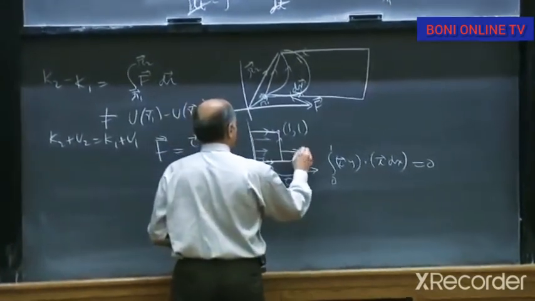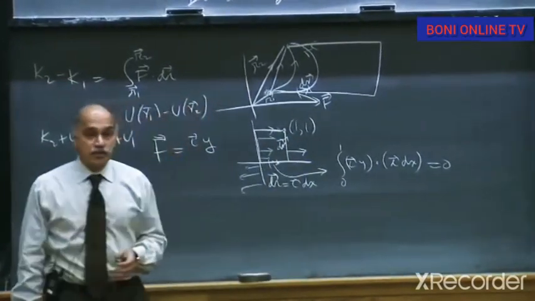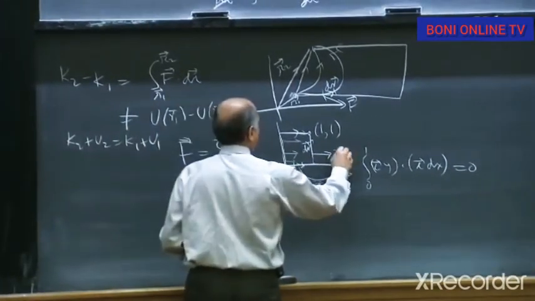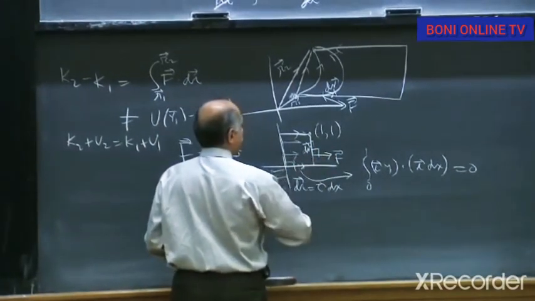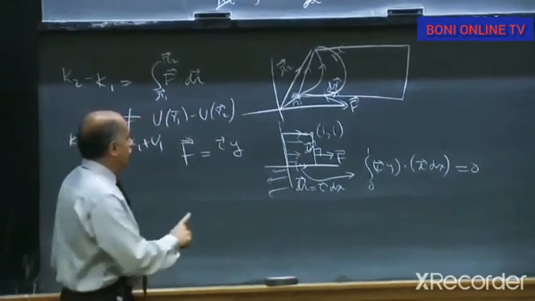But notice that the force is like this, and the dr is in the y direction, and they are perpendicular, so the dot product is 0. Okay? dr and f are perpendicular. One is along i and one is along j. Dot product is 0. So if you take this path, the work done is 0. Now let's take the other path.